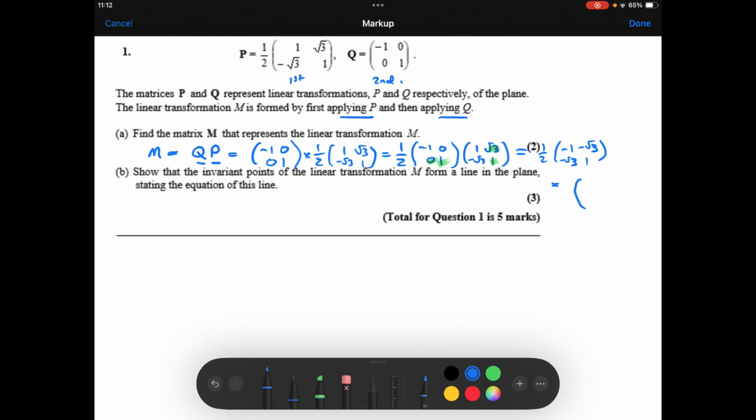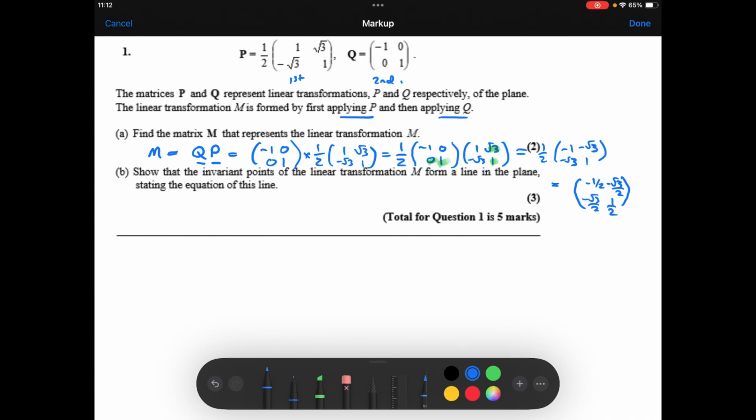Now I can just half each of those terms because of the half at the front. So we've got minus 1/2, minus root 3 over 2, minus root 3 over 2, and 1/2. And that is my matrix M. And that's part A done.